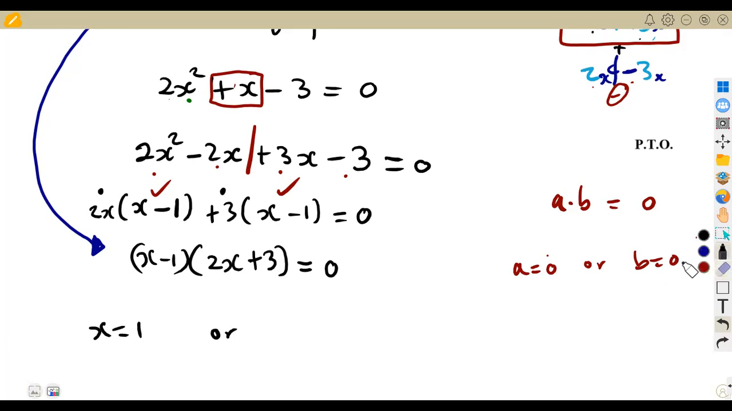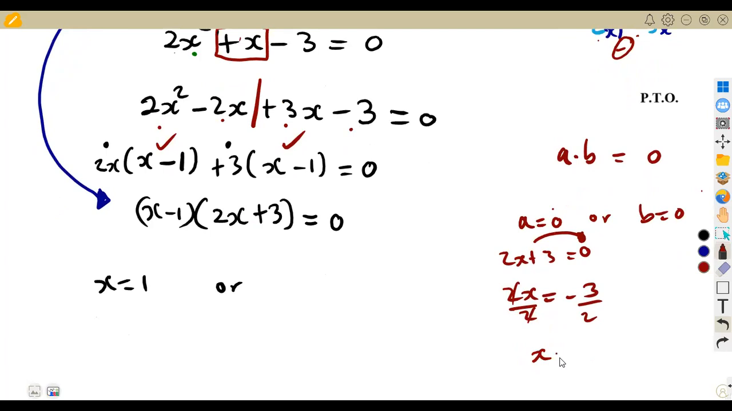Or if we do the same thing on this part, we've got 2x plus 3, so if 2x plus 3 must be equal to 0, we transpose 3 to that side, it becomes a negative 3, divide by 2 on both sides. That means x is going to be negative 3 over 2. So this is your x: x equals 1 or x equals negative 3 over 2. Like I said, guys, there are so many ways that we can play around with this type of question.